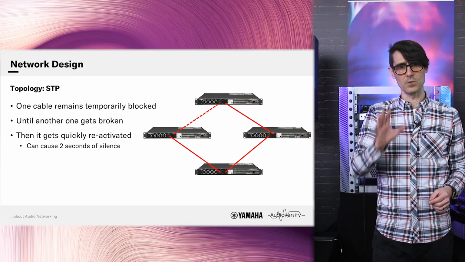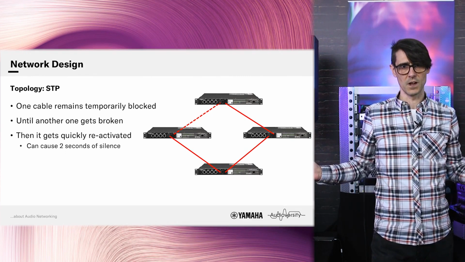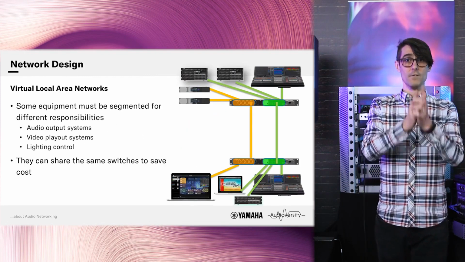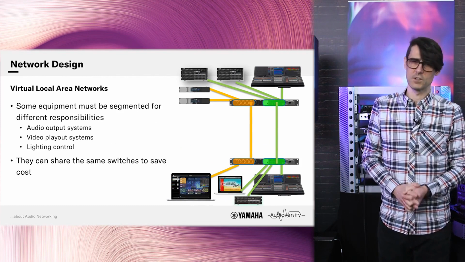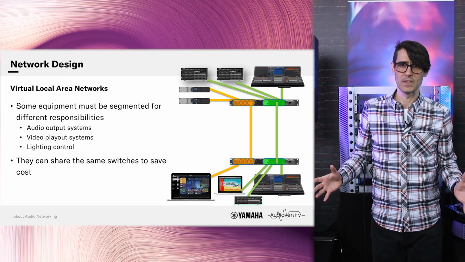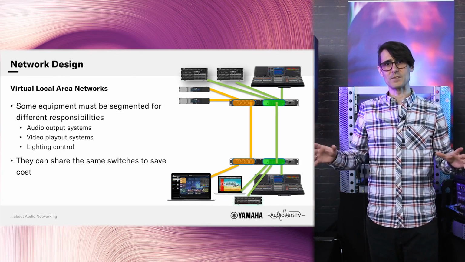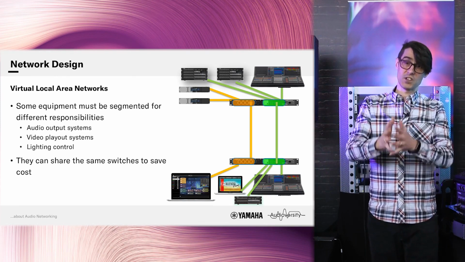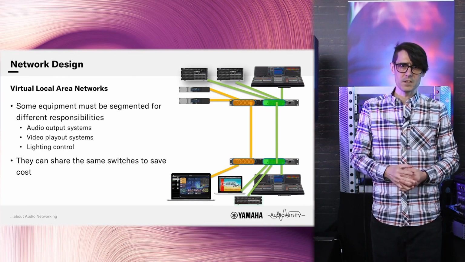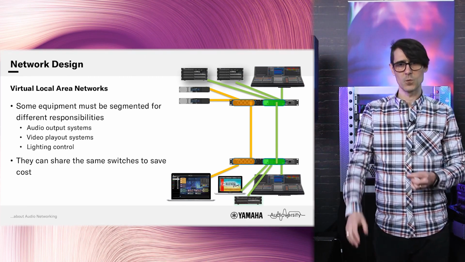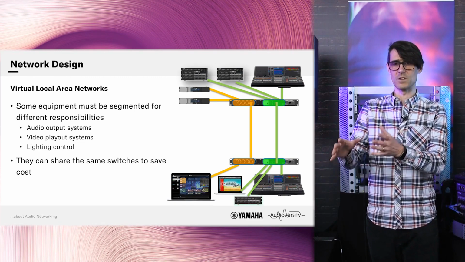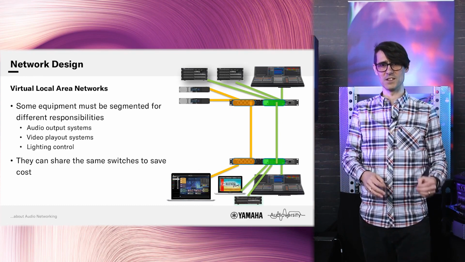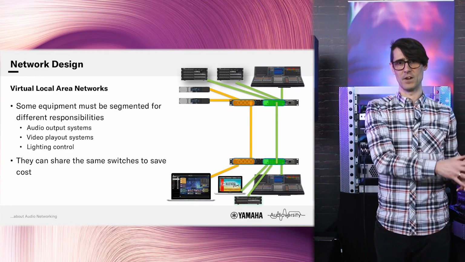There are better ways that we'll come to in a minute with systems like Dante. But first, let me introduce virtual local area networks, or VLANs. This is where you can separate different types of data, different types of devices, but they can still share the same hardware. So in this audio system, we've got the green devices, which are inputs to mixing desks, and then you've got the orange devices, which is the computer controlling amplifiers.